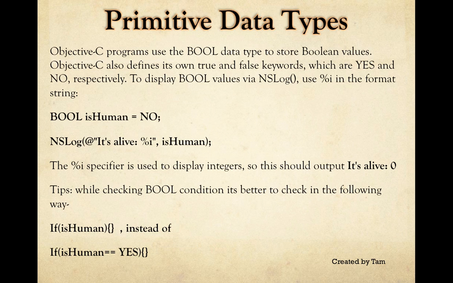Like BOOL isHuman equals NO. So NSLog, it's alive, %i, comma isHuman. The %i specifier is used to display integers. So this should output it's alive equals 0. As we know, NO equals 0, YES equals 1.